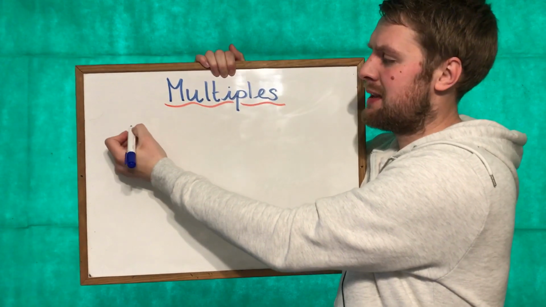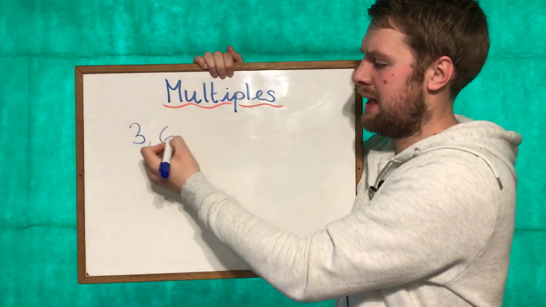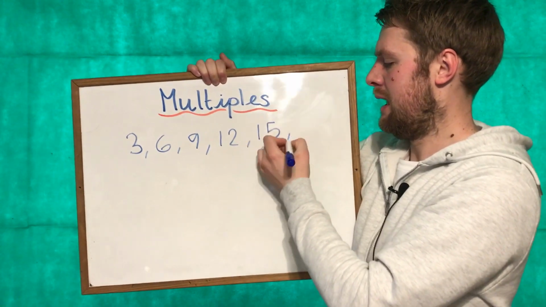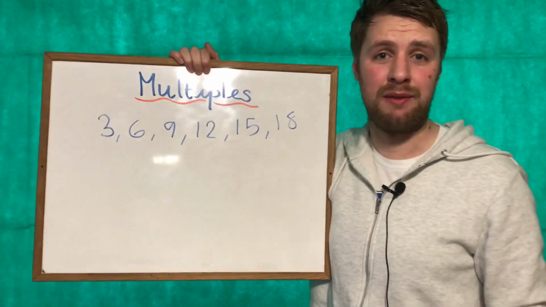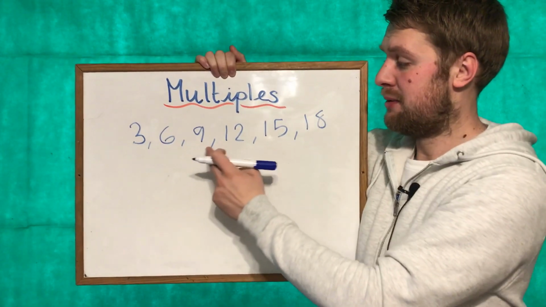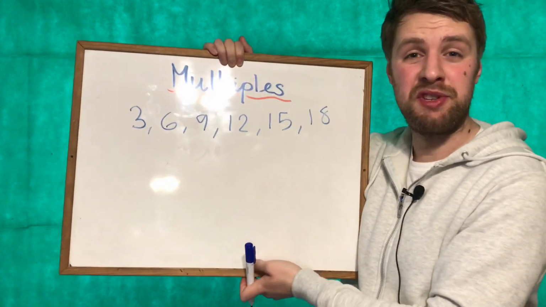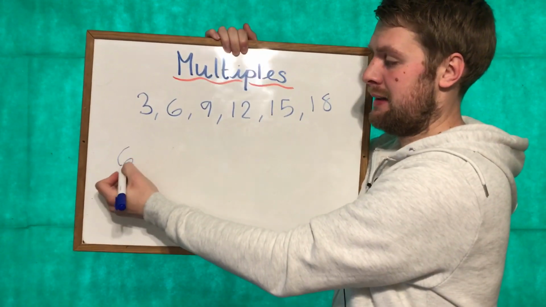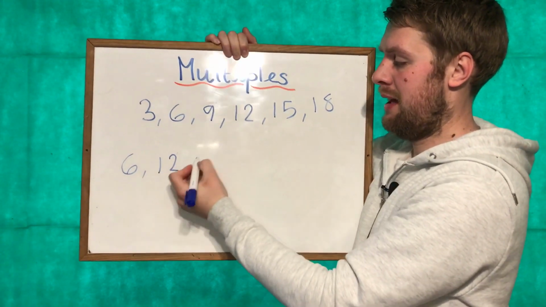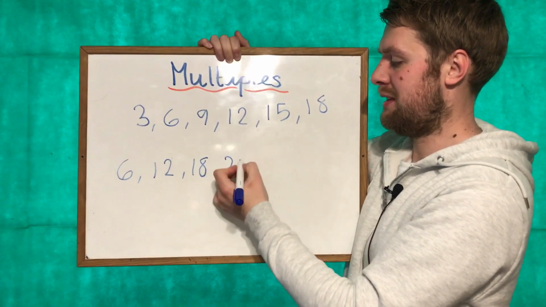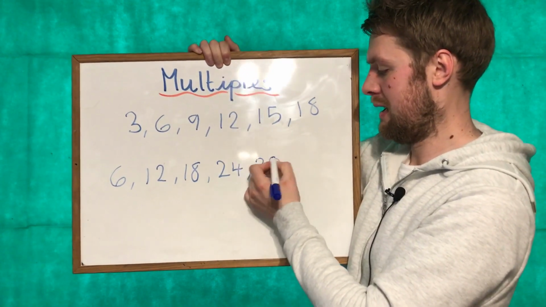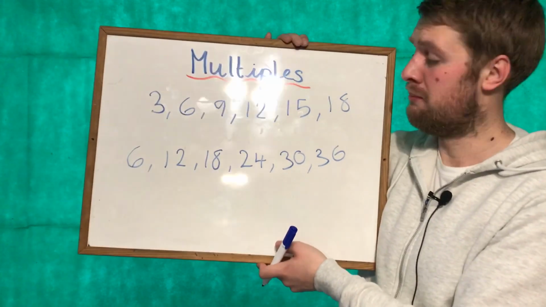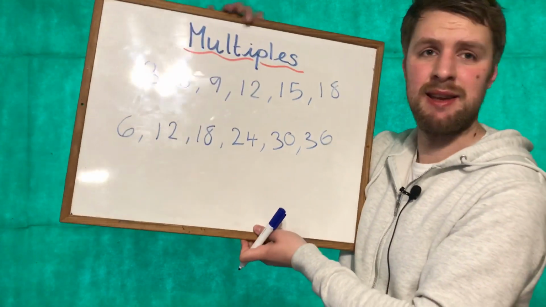Let's count in threes. 3, 6, 9, 12, 15, 18. I've just counted up in threes. All of these numbers here are multiples of three. Let's try sixes. 6, 12, 18, 24, 30, 36. These numbers are all multiples of six.